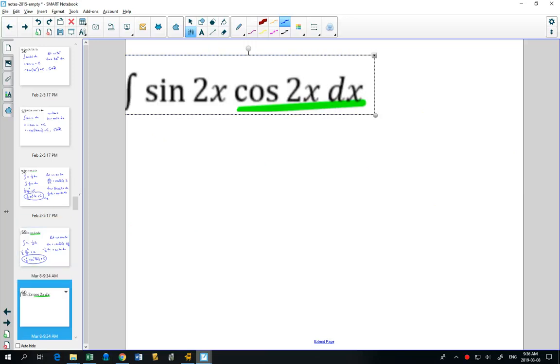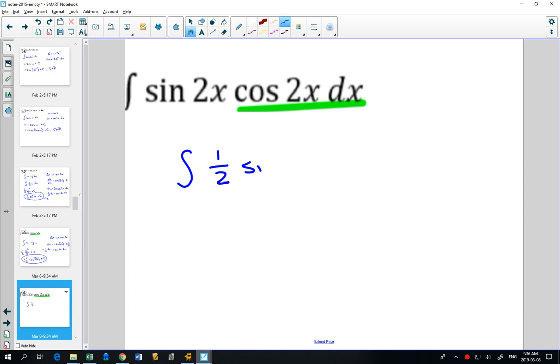Okay, but now, question, would you agree that this is equal to... what did I do? I used an identity. What do I know? Okay, I'll do a step in between here. I'm going to write 1/2 times 2 sine 2x cos 2x dx.